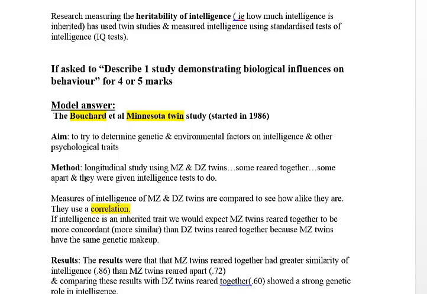So the method: they would investigate MZ, monozygotic, that's identical, and non-identical twins, giving them some particular tests. For example, in this case, they were investigating intelligence, so IQ tests. Some of these twins were reared together, brought up together, some of them were living apart, and they would then correlate the scores. If intelligence is inherited, you would expect the MZ twins reared together to be very, very similar.